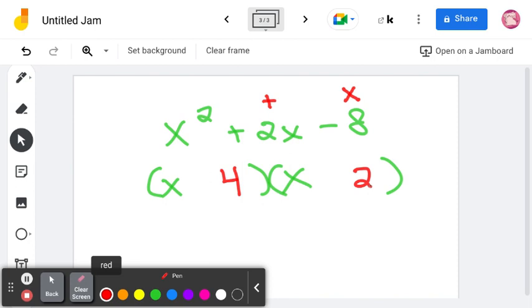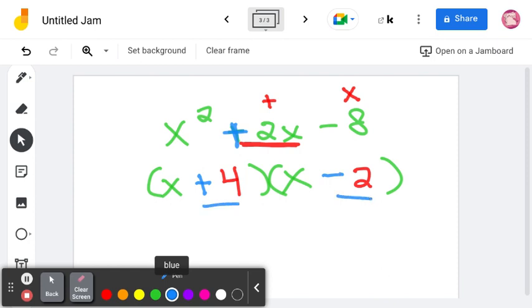But remember, to multiply to a negative number, they have to be opposite signs. So in my head, I think subtract. 4 minus 2 is 2. Now, you've got to make it add to a positive 2. So your bigger number matches that sign, and your smaller number is the opposite sign. 4 times -2 is -8. 4 plus -2 is 2x.